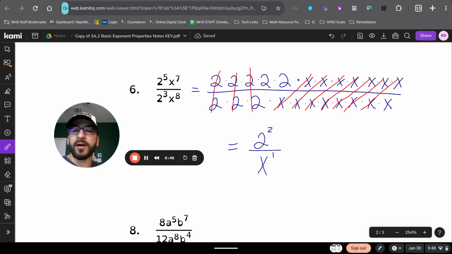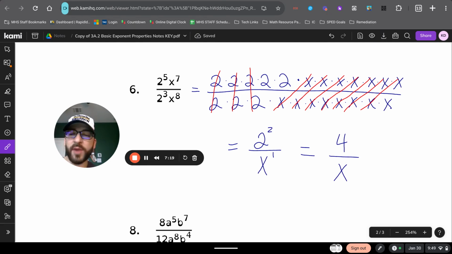So when we are doing our quotient property, we actually subtract the exponents. Products mean we add the exponents. Quotient means we subtract the exponents. So 2 to the 5th over 2 to the 3rd, 5 minus 3 becomes 2, so 2 squared. And x to the 7th over x to the 8th, 7 minus 8 becomes negative 1, which is why it ended up being 1 down here in the bottom. And just to finish this one off, 2 squared would be 4, so we could write this as 4 over x.